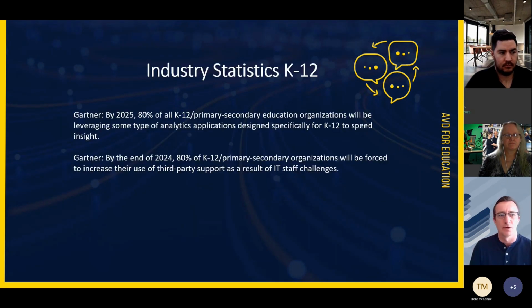But as we're talking about education, we pulled up a couple of bullet points on the sector, and some general things happening in education. They help just to set the scene a little bit before we dive into AVD.